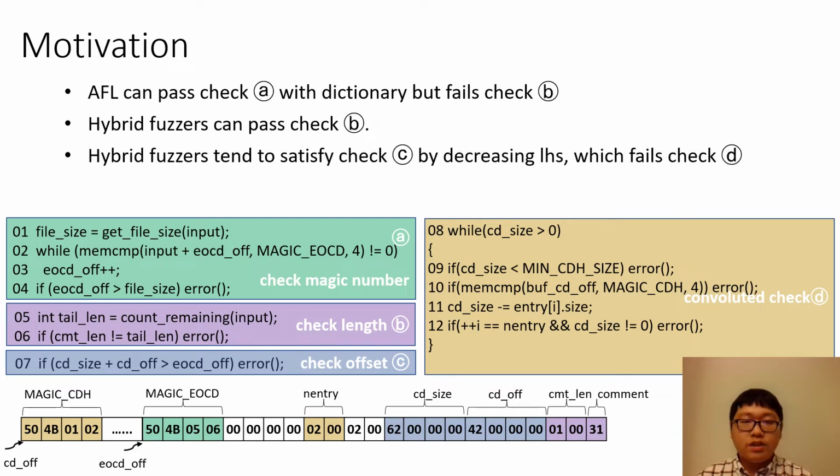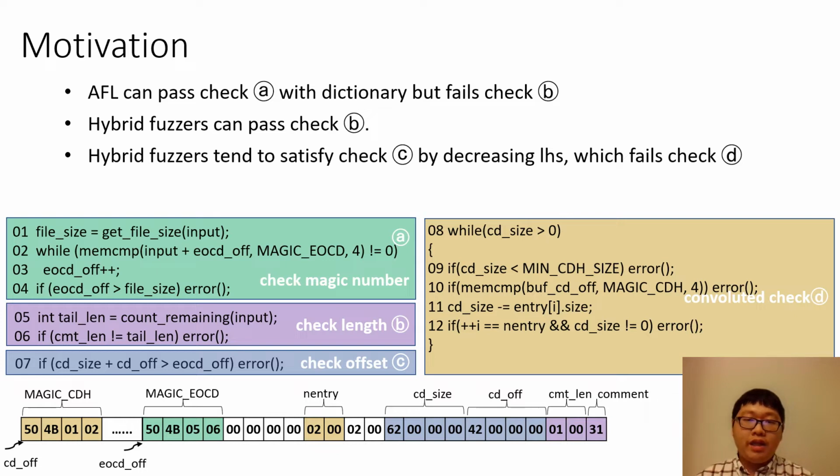Consider check C, whose left-hand side is affected by the values extracted from the input file, and the right-hand side is affected by the offset of EOCD derived from the loop predicate at line 3. Such a check can be satisfied by either decreasing the left-hand side value or increasing the right-hand side value. In general, it is difficult for symbolic execution tools to directly reason about the offset semantic, because increasing EOCD offset requires increasing the loop count, which is of low priority for symbolic execution engines.